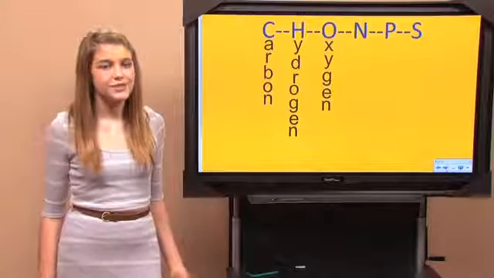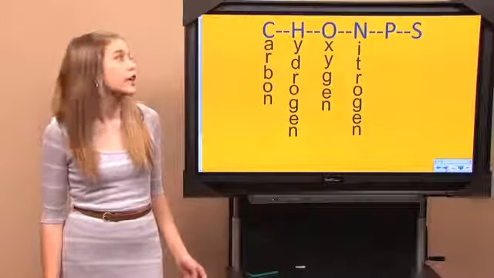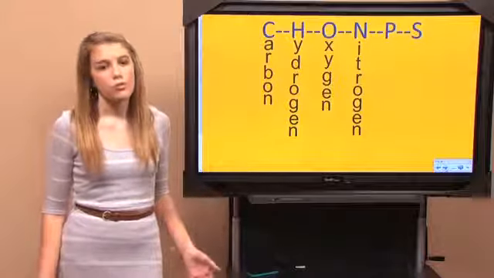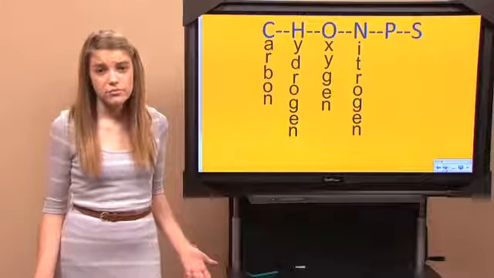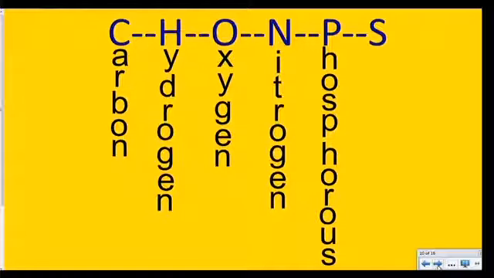The N, well, yeah, the N stands for nitrogen. Nitrogen is an element found in organic compounds. What about the P? The P is the symbol for phosphorus, another important element. And finally, what does the S stand for? Any clue? The S is the symbol for sulfur.